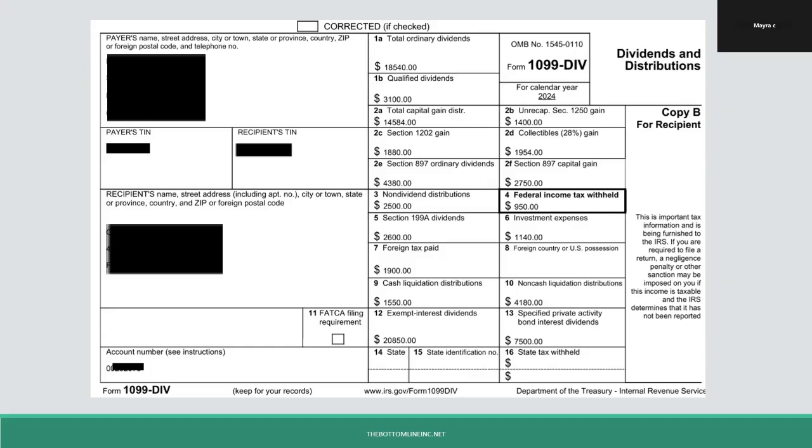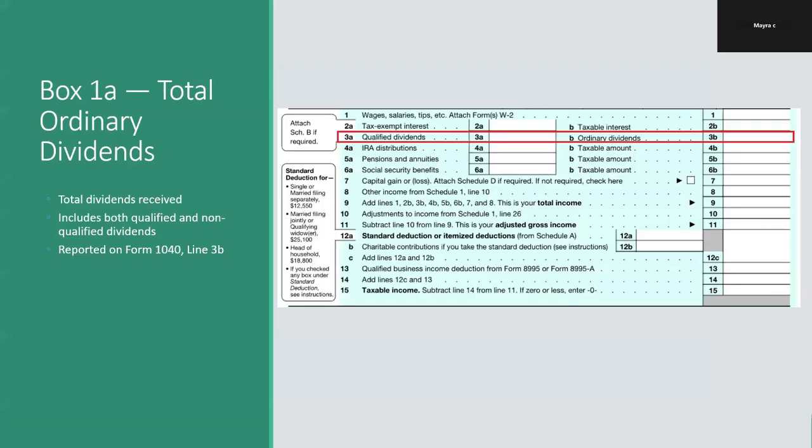So when we go over to our 1040, if you see, we talked about 2A, the tax exempt interest and taxable interest. Next line, 3A, is our qualified dividends and our ordinary dividends. Qualified dividends are taxed at a lower rate, but ordinary dividends are taxed at regular rates. So this is where we're going to put our dividend income.